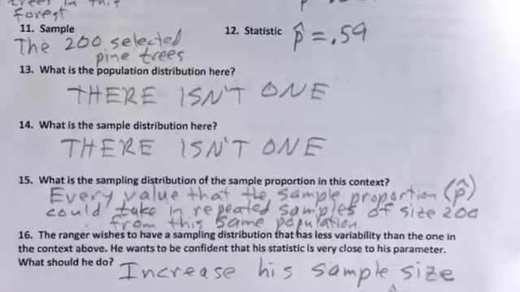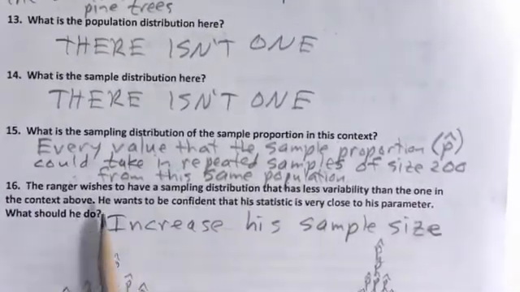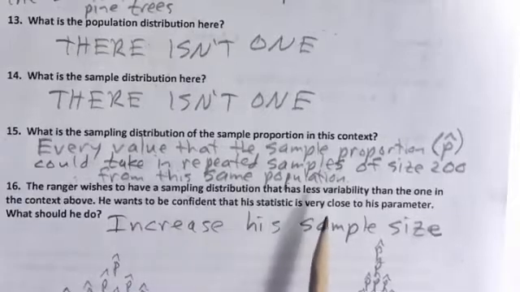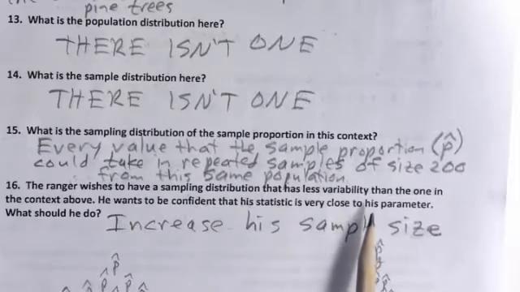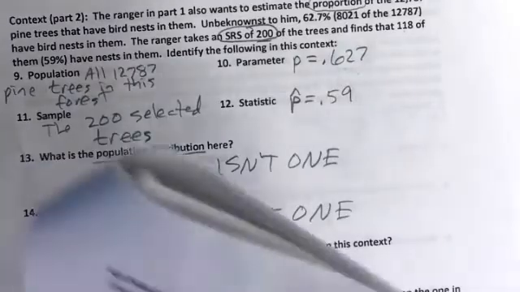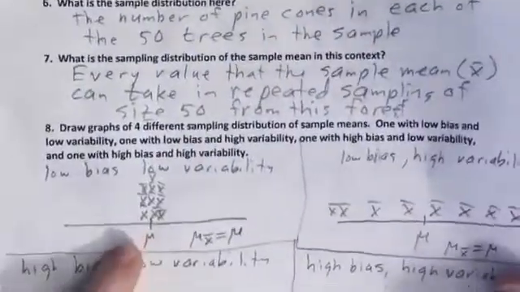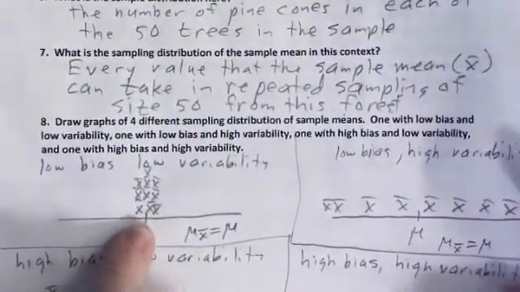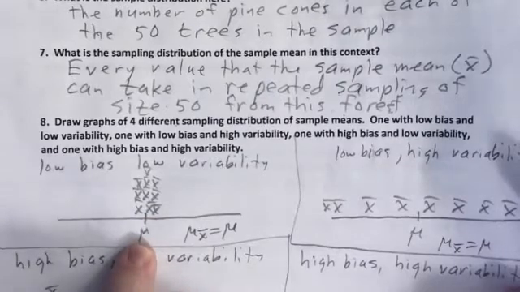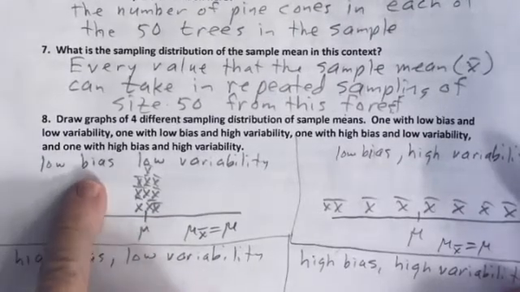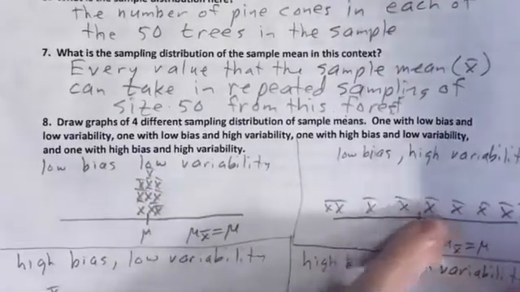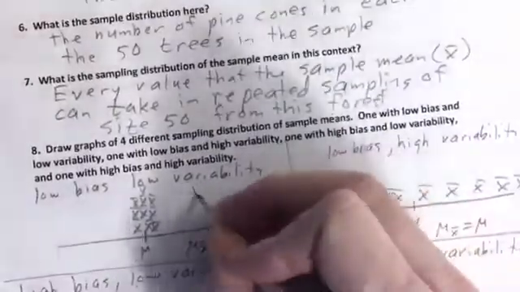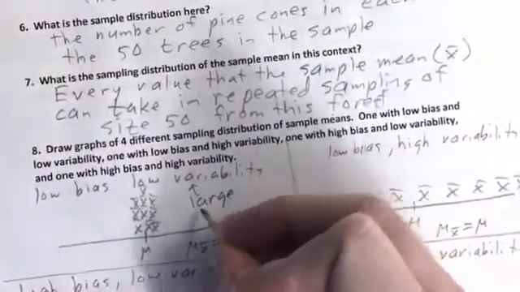And then one more question on this worksheet. It says the ranger wishes to have a sampling distribution that has less variability than the one in the context above. In other words, he wants to be confident that his statistic is very close to his parameter. So that's the ideal thing. Going back to the means, before I answer this question, we like this situation. We like low bias. We like it when our x bars are bunched together really close to the mu. And so the way we prevent bias is by getting a random sample.